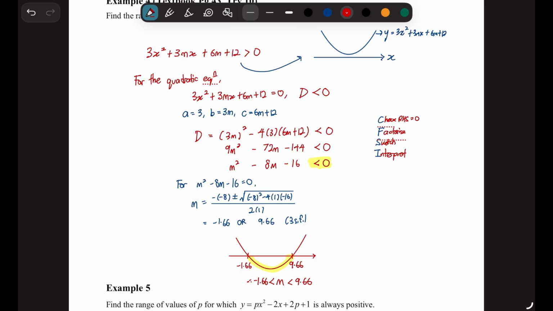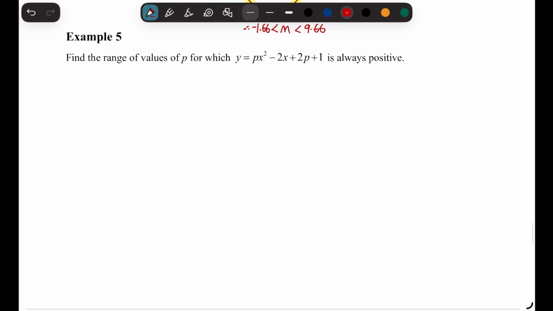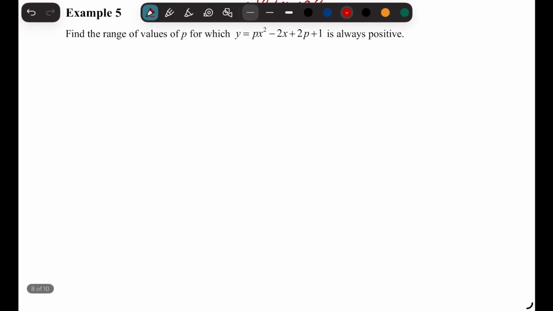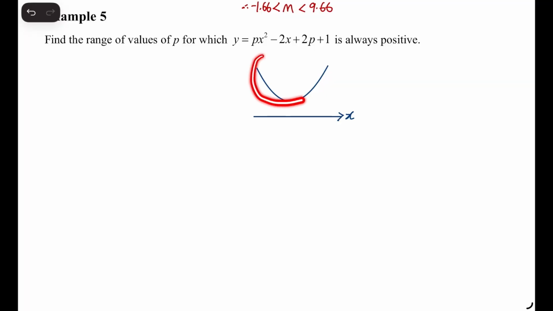Next part, example number 5. Find the range of values of p for which this equation is always positive. The steps are actually very similar. Always positive means that, let's say I were to sketch out this equation here, y equals this, for this curve to be always positive means that if this is my x-axis, the curve must always lie above the x-axis.